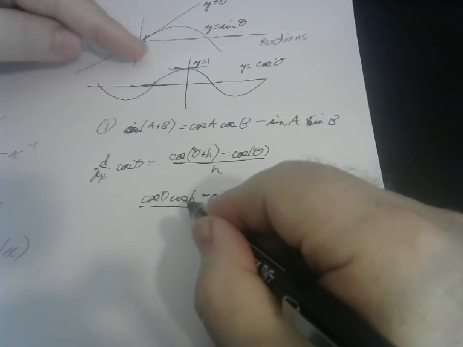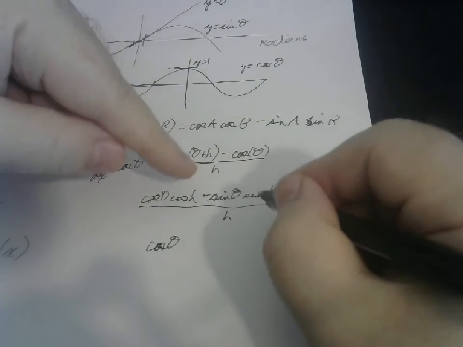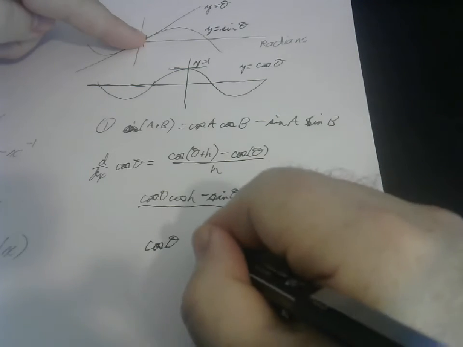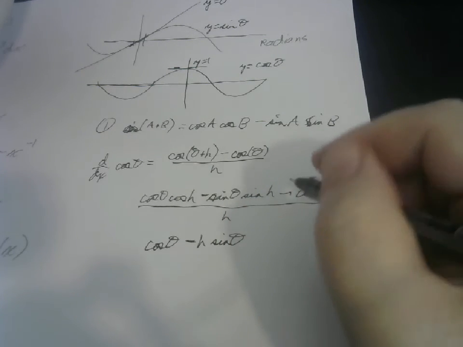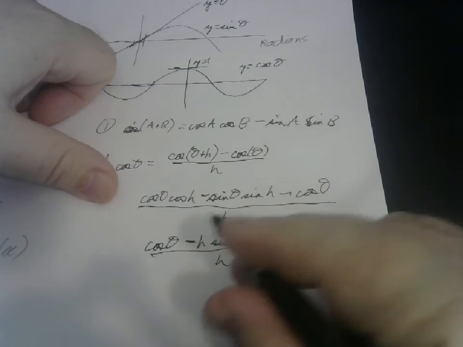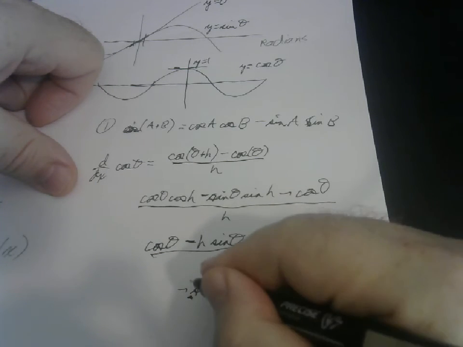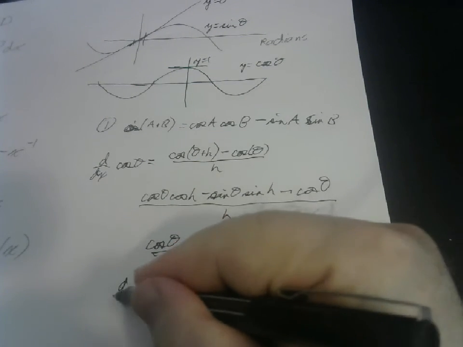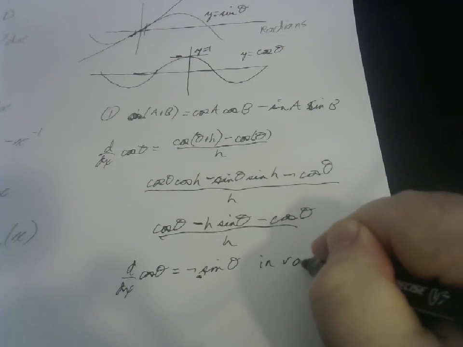So cosine theta cosine h, h is near 0, so this comes out to be just cosine theta. Sine theta sine h: we can just replace sine h with h, so minus h sine theta, and minus cosine theta, over h. We take cosine theta minus cosine theta, and we will have minus sine theta times h over h, which is just 1. So d dx of cosine theta equals negative sine theta in radians.